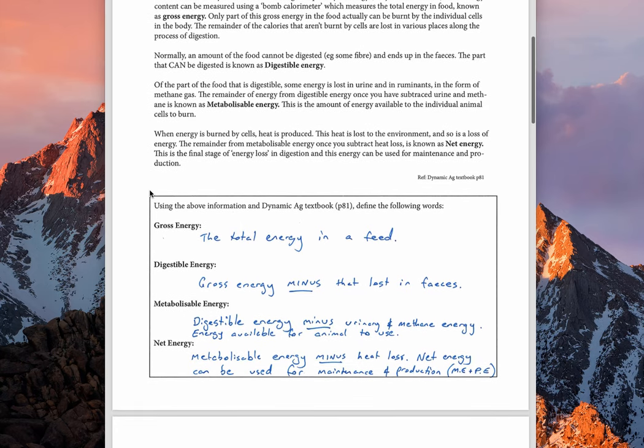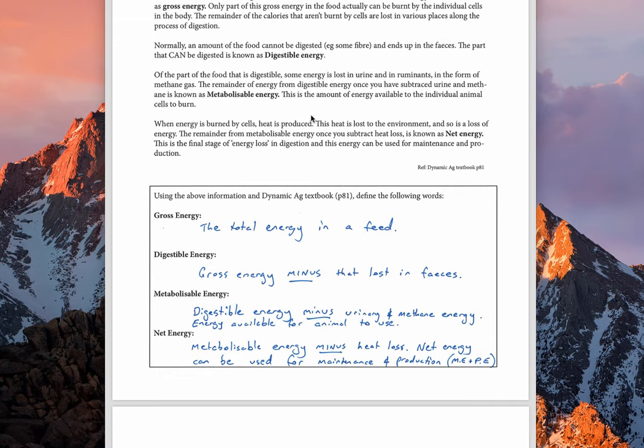When energy is burned by the cells, heat is produced. So it's the same as a car burning fuel. The engine in the car will produce heat as a side effect. And that heat has energy, and that's lost energy that the cells can't actually use for production. So that is also lost energy. And it's lost to the environment, and so the remainder of the metabolizable energy, once you remove heat loss, is known as net energy. This is the final stage of energy loss in the diagram, and the rest of the energy can be used for maintenance and production purposes in the animal.